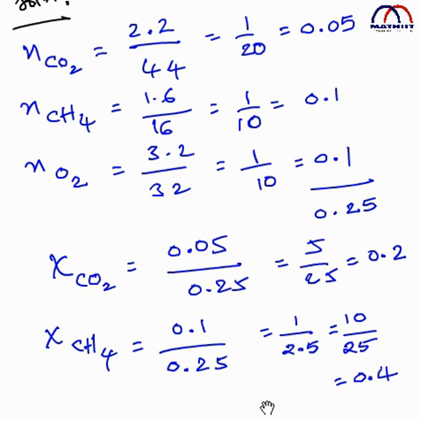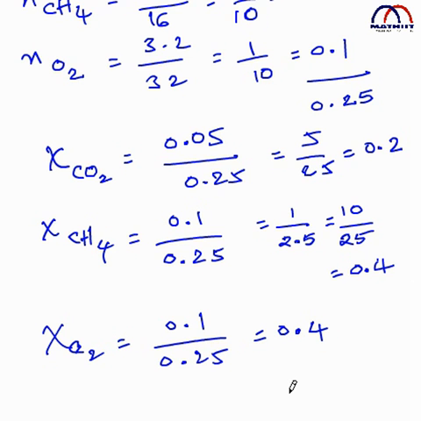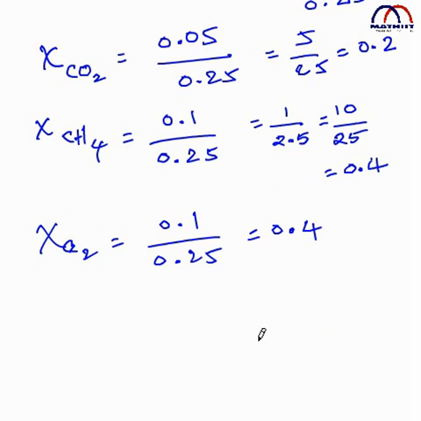Okay. The next one is oxygen. Now that is 0.1. Total number of moles is 0.25. Same thing as the methane. Here also you are going to get 0.4. You can see that 0.2, 0.4 and 0.4 again give rise to the total 1. The sum of the mole fractions is always equal to 1.